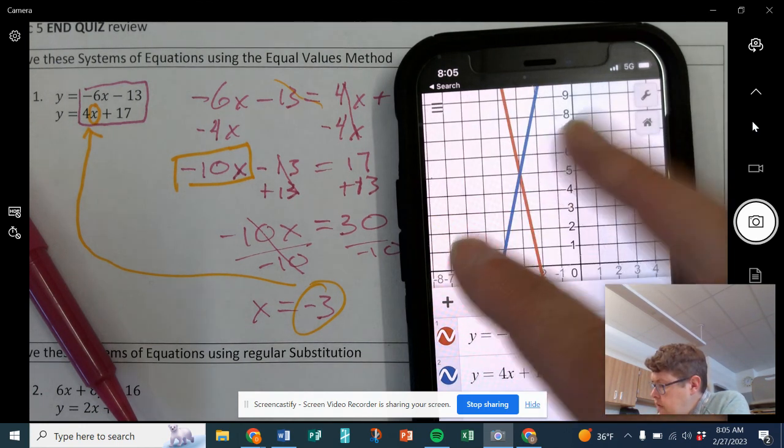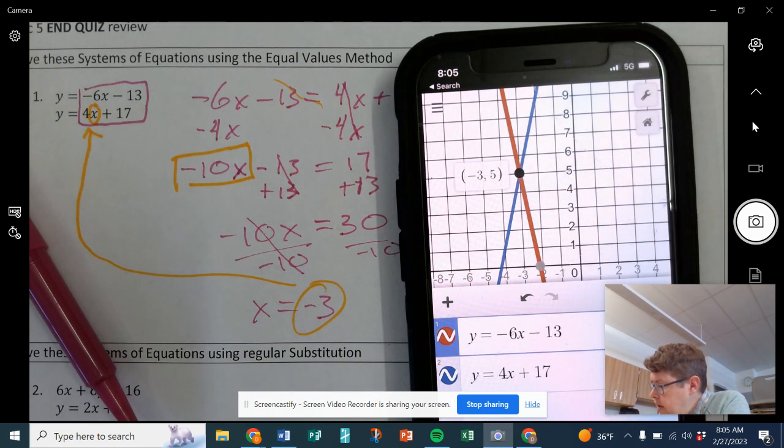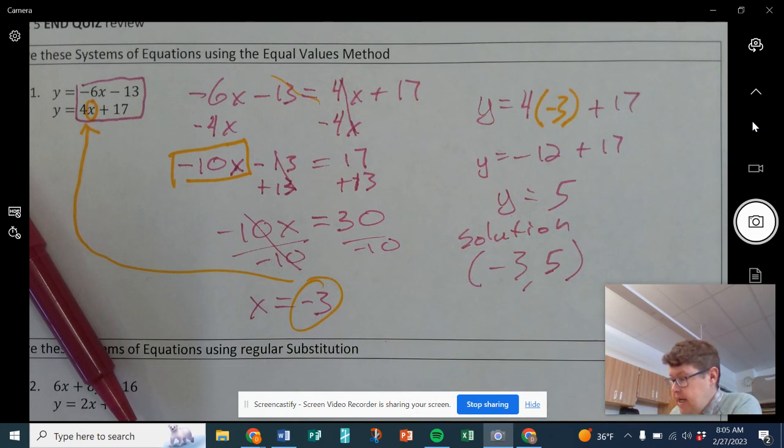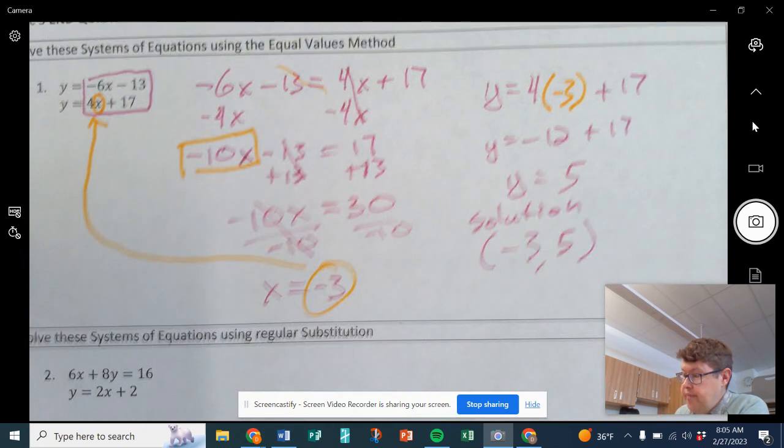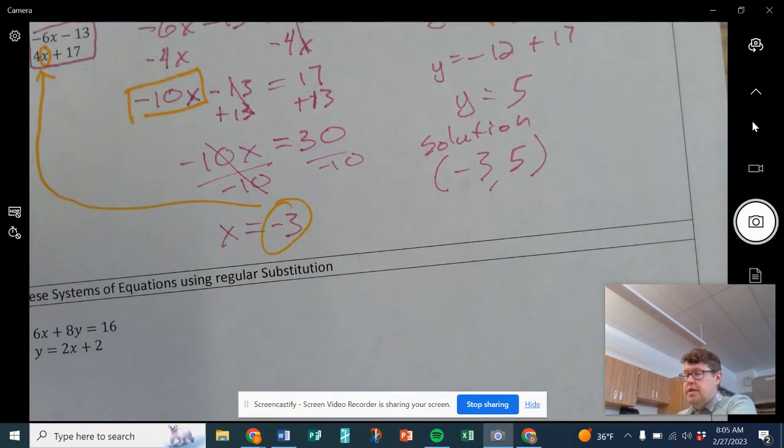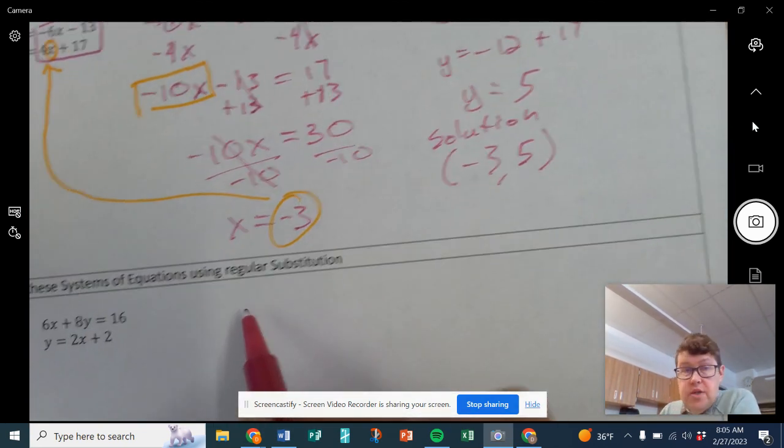Okay. So I've got my answer right there, negative 3, 5. Boom. Please use this to double check answers, guys. Okay. All right. So that was the equal values method. Now we're going to do regular substitution.